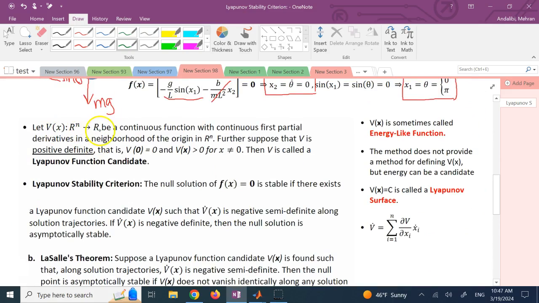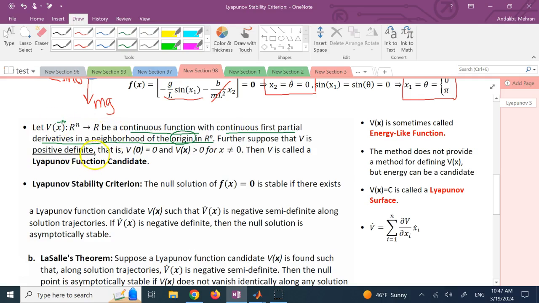let V of x be a continuous function with continuous first partial derivatives in the neighborhood of the origin. And here we assume that the origin is what? Your equilibrium point. If not, then we say in the neighborhood of your equilibrium. Then, and here this x, by the way, is your vector x, which is the state of the system.